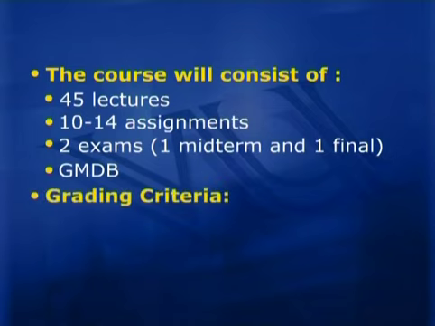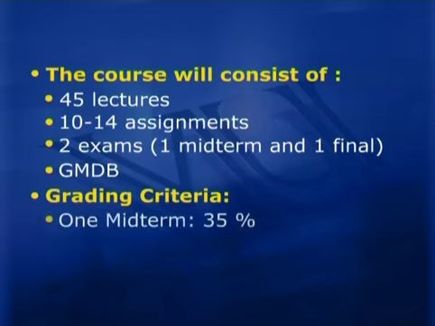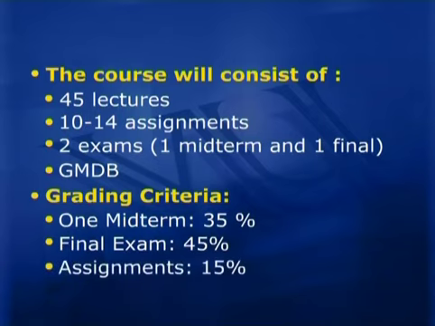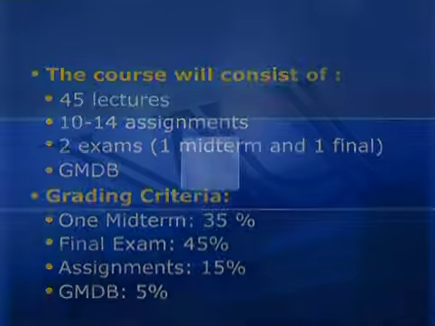Grading criteria: the midterm exam is going to be 35% of the total grade. Then our final exam is going to be 45% of the total grade. The assignments, how many will you get? It's going to be somewhere between 10 to 14 assignments, and the assignments are going to be 15% of the total grade, and the remaining 5% of the grade is going to be given to the GMDB, or the graded moderated discussion board, as I have already told you. So this is our course outline.